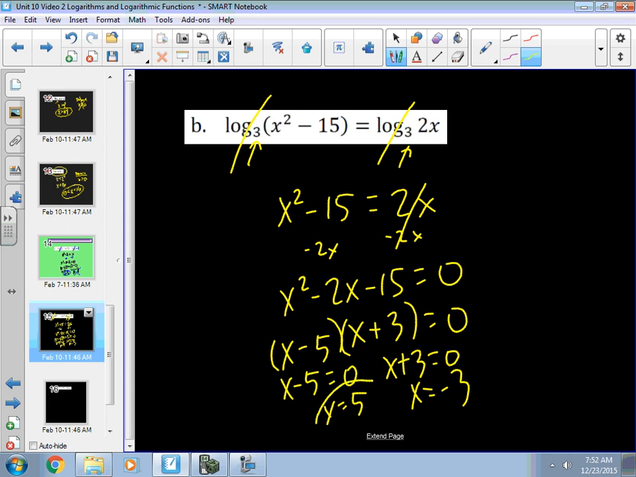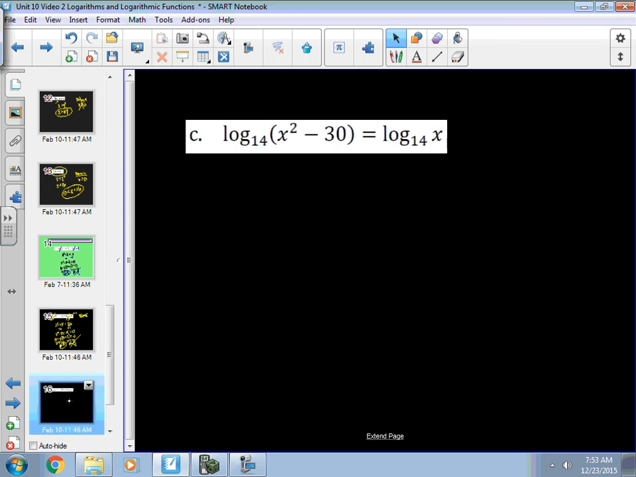5 does check out. 5 is going to be a good answer here. Negative 3, though, if we put negative 3 in here, we end up getting log of negative 6. We can't do logs of negatives, so that answer does not fall in our domain. The only answer on this one is 5. All right, why don't you pause the video one last time here, try this last one, see what you get.